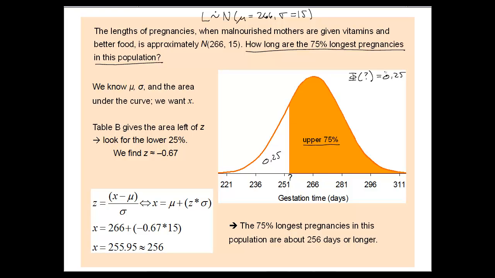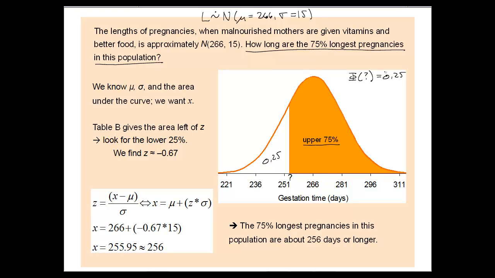So let's search around here. 0.25. Looks like we can get pretty close. Oh, here's an exact value. It's at negative 1.96. Well, that's not right. That's 0.025. We want 0.25. So let's try and get a closer value.